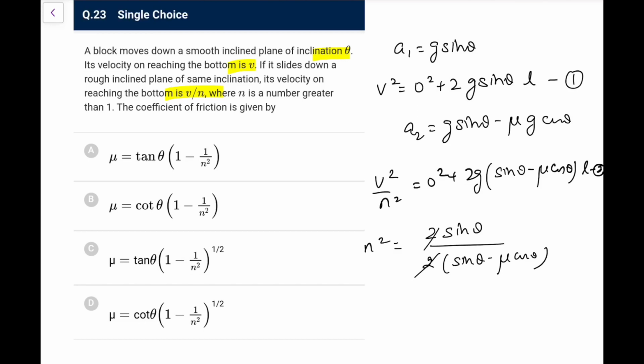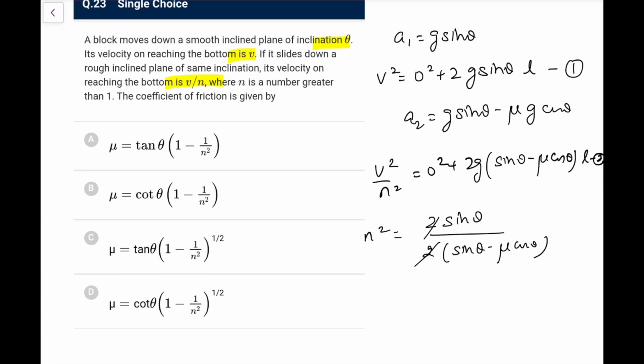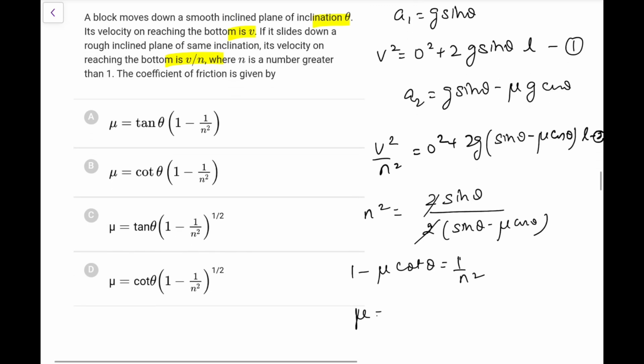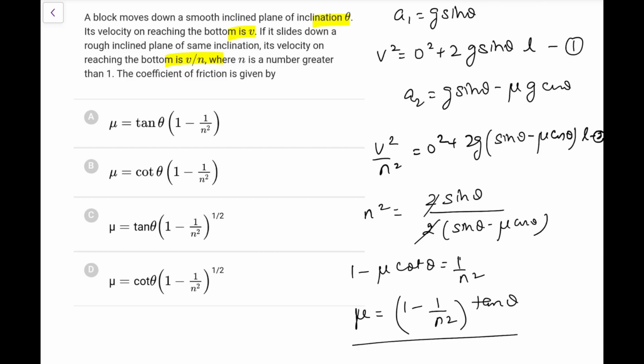So this and this go. What we are left with is 1 minus mu cos theta upon sine theta, that is mu cot theta, equal to 1 by n square. So mu comes out as 1 minus 1 by n square into tan theta. So tan theta into 1 minus 1 by n square, that would be the option. So option A, go for it.